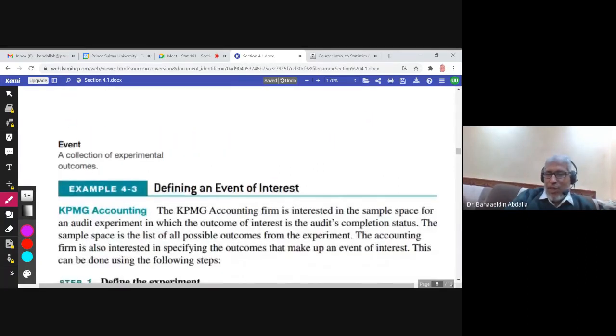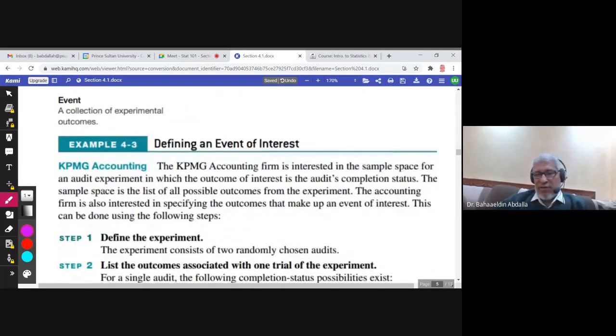The next point is the event. What is an event? It's a collection of outcomes. Not all possible outcomes, like the sample space, but it's a collection of outcomes. So in fact, it's a subset. It's a subset of the sample space. And this subset could have one outcome, and in this case we call it a simple event, or more than one outcome, and we call it a compound event.